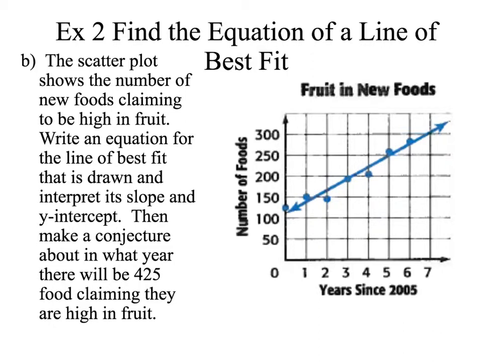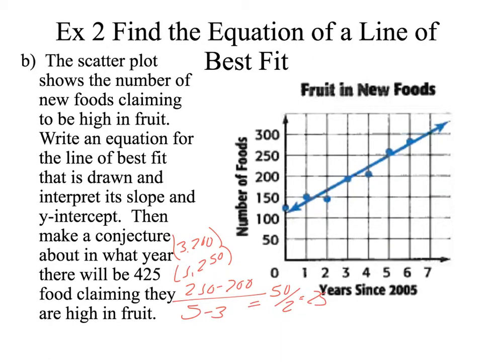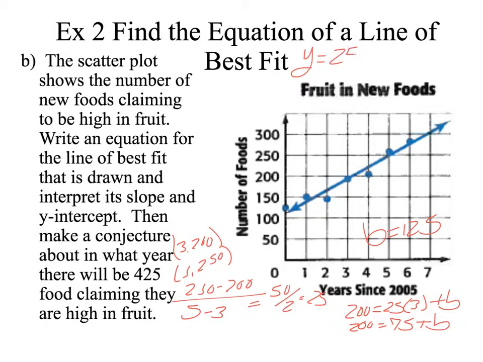Same thing here, we're going to write a line of best fit. I'm going to use the point 3 and 200. And I'm also going to use the point 5 and 250. So 250 minus 200 over 5 minus 3. That's 50 over 2, or 25. 200 equals 25 times 3 plus b. 200 equals 75 plus b. B equals 125. So y equals 25x plus 125. And if you look where that line's about right across the y-intercept, it looks roughly like 125.